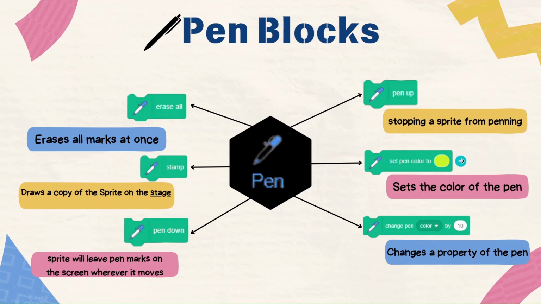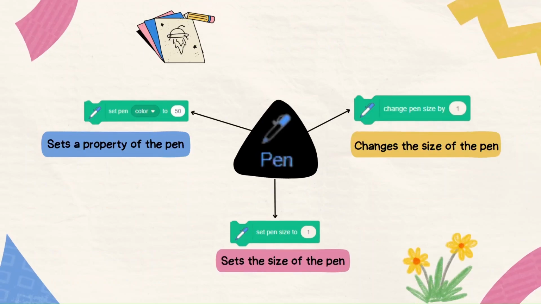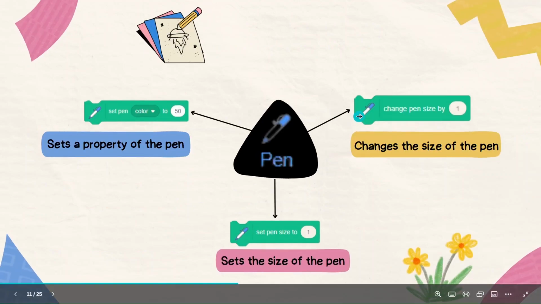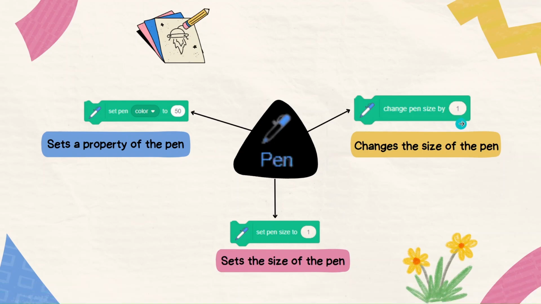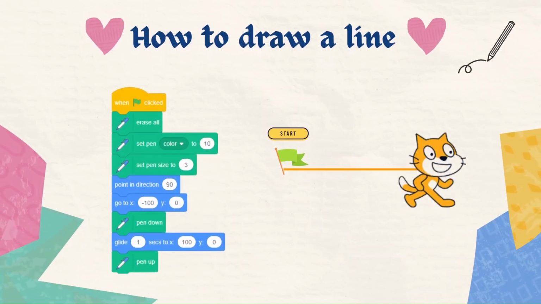Set pen color to, we can set the color of our pen and then we can change the pen color. Like in the starting we have been using red and suddenly it will change to blue. So this also we can do. Then we can even change its pen size and set our pen size to the one we want. Also there are some other ones, but now we will start creating.